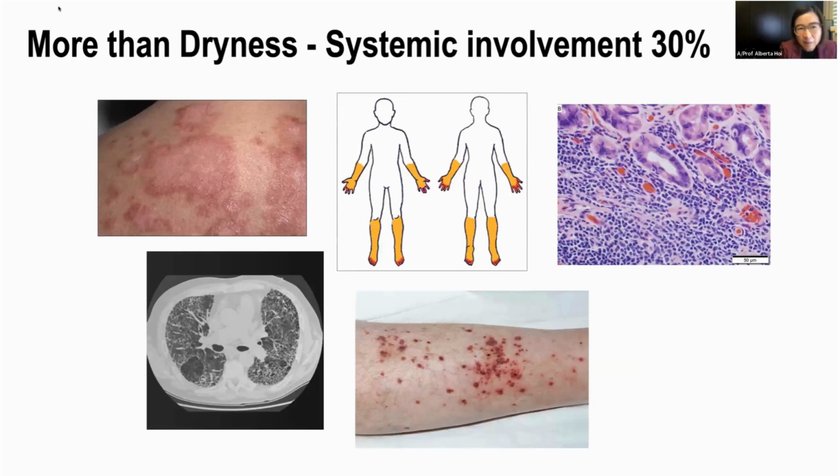But as I mentioned, this condition is more than just dryness. In about 30% of patients, they can have systemic involvement. Now, what does that mean? Systemic involvement just means that there is organ involvement outside the moisture-producing glands. So the organ involved can be the skin, the nervous system, the kidneys, or the lungs, for example.